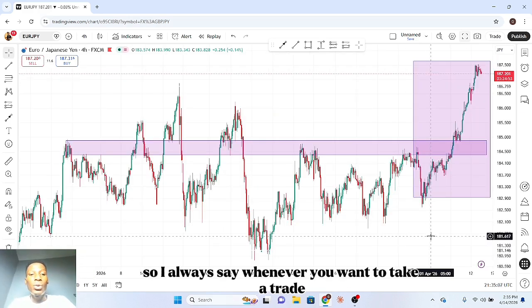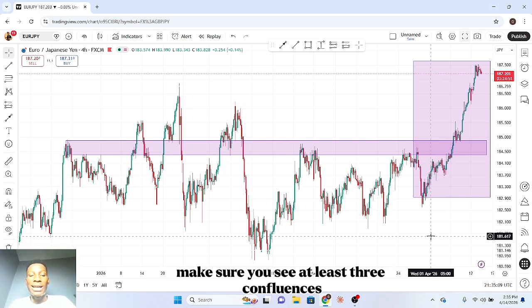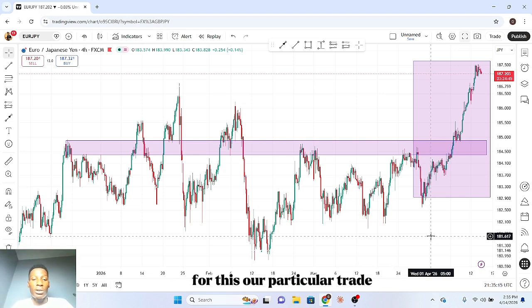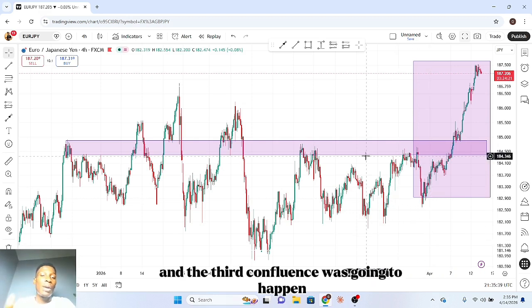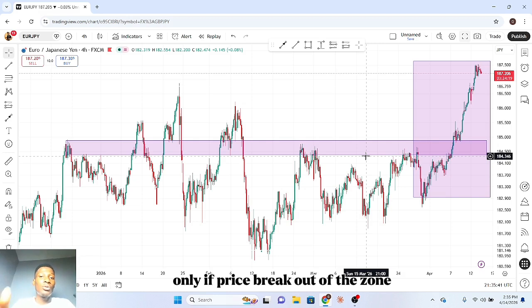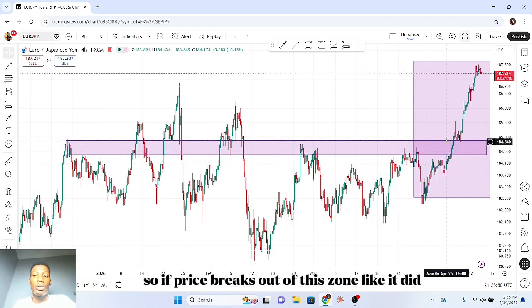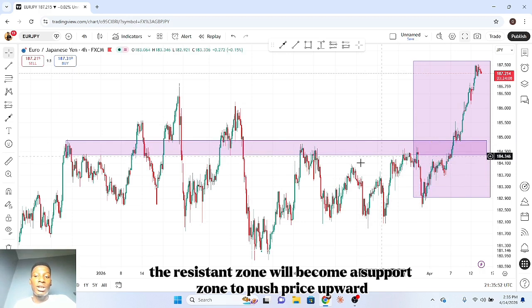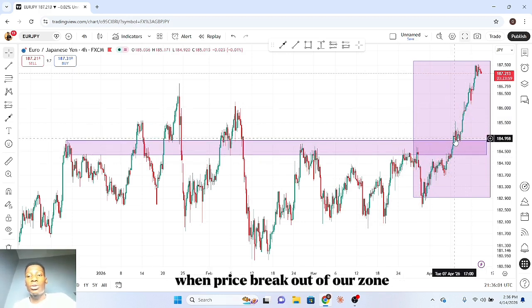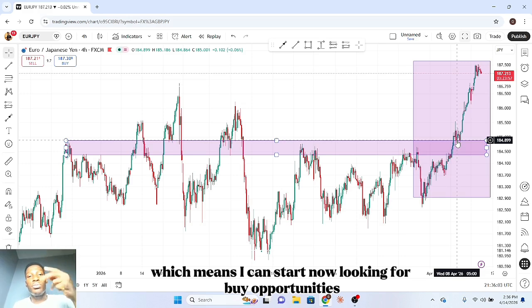So I always say whenever you want to take a trade, make sure you see at least 3 confluences. For this particular trade, the first confluence was our uptrend, the second confluence was our zone, and the third confluence was going to happen only if price breaks out of the zone, and that is what we call resistance turn support. So if price breaks out of this zone like it did, the resistance zone will become a support zone to push price upward. When price breaks out of the zone, obviously I already have 3 confluences, which means I can start now looking for buy opportunities.